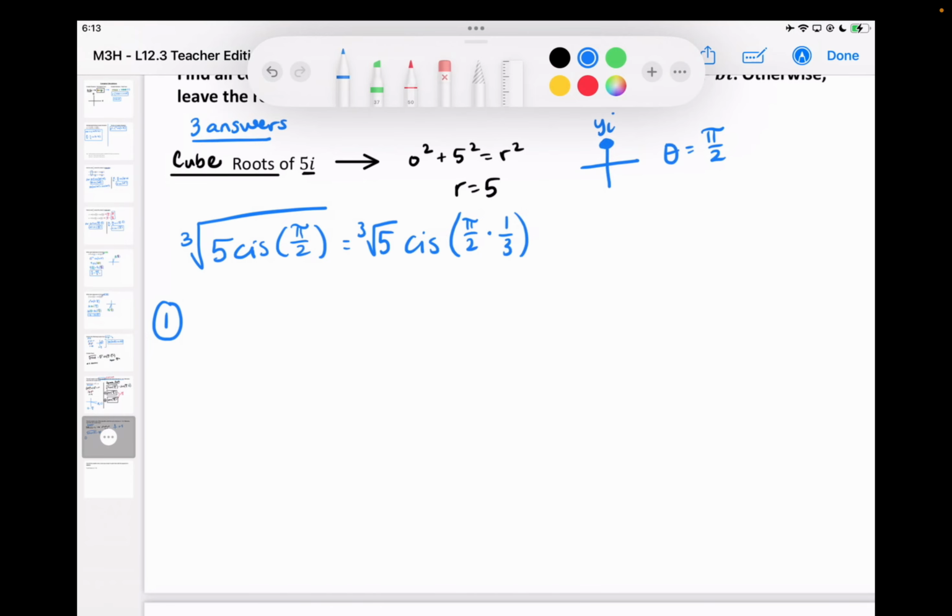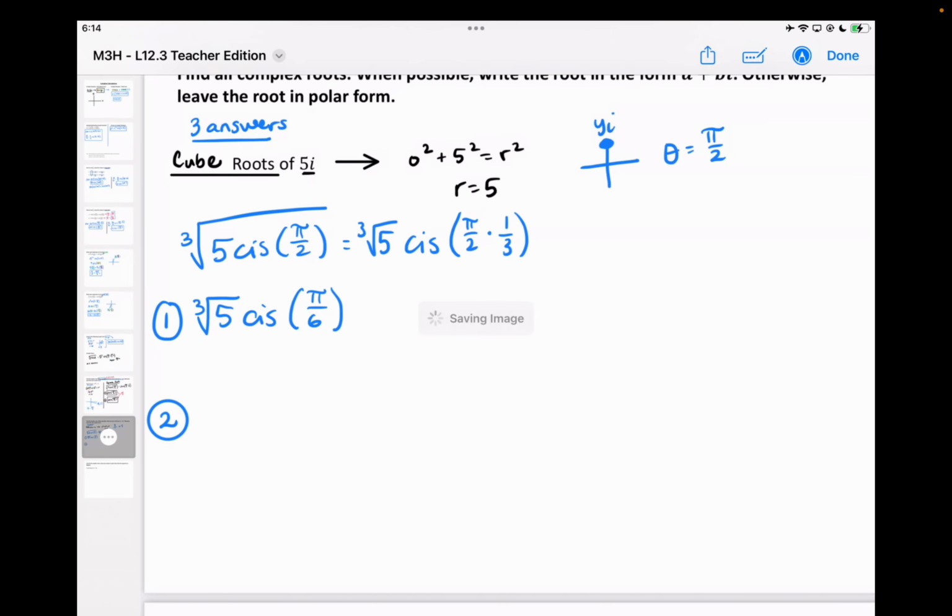Solution number 1 will be the cube root of 5. And we'll just simplify this. Pi halves times 1/3 is pi sixth. Now, that is a typical unit circle value, so we'll do all of the final conversions at the end. Let's find all 3 of our angles or values first.